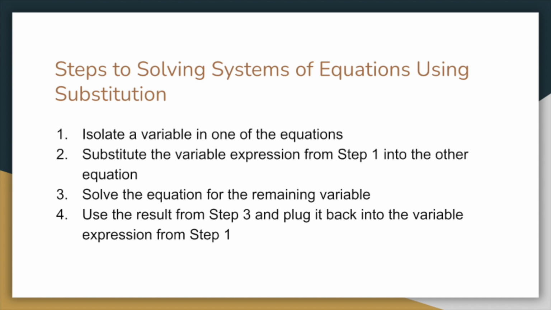First step is to isolate a variable in one of the equations. Step 2 is to substitute the variable expression from step 1 into the other equation. Step 3 is to solve the equation for the remaining variable, and step 4 is to use the result from step 3 and plug it back into the variable expression from step 1.